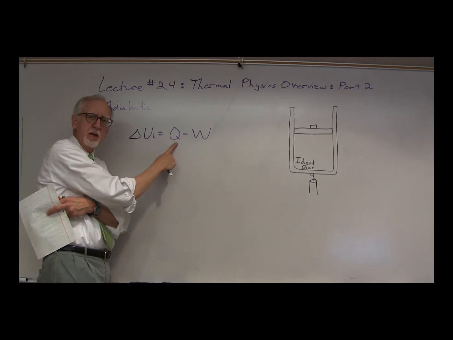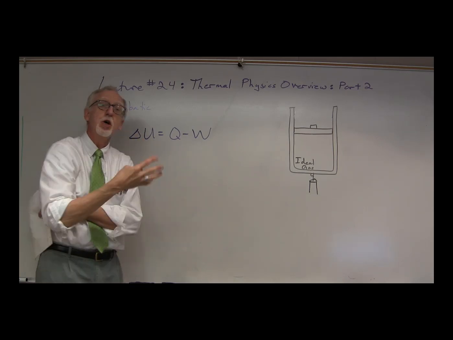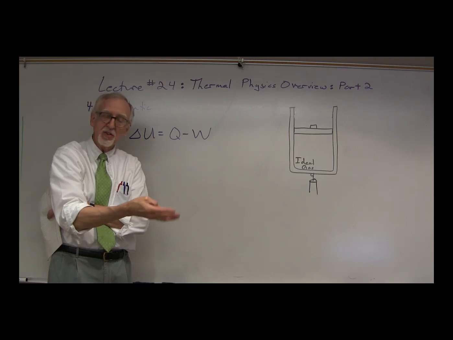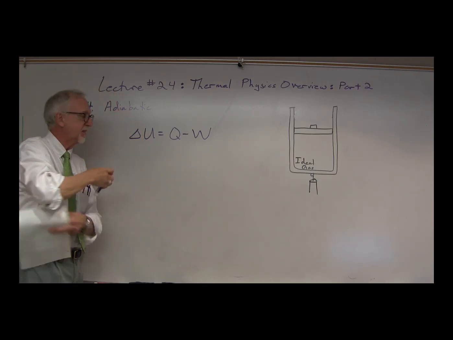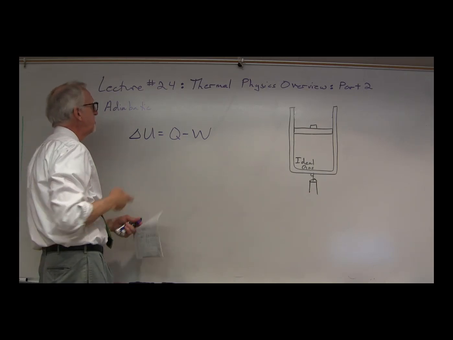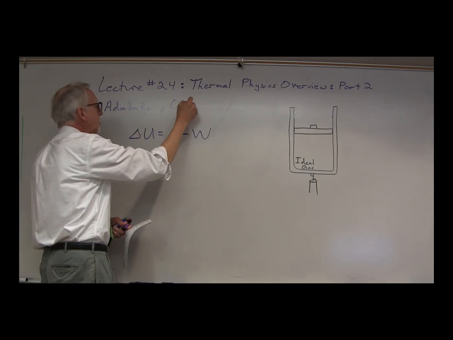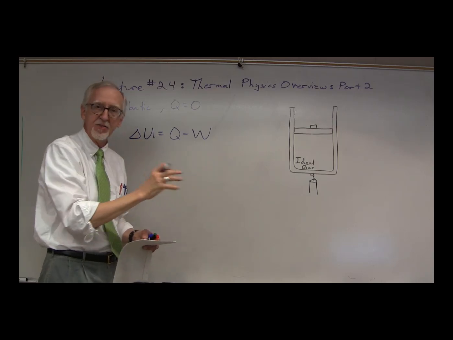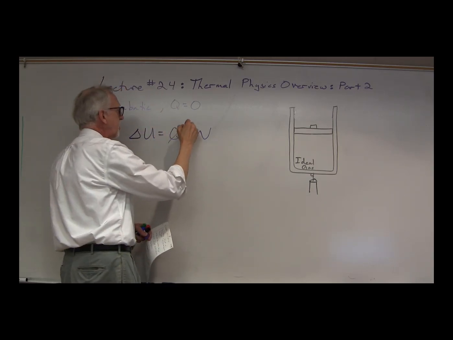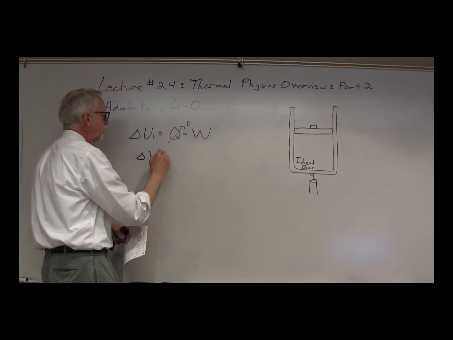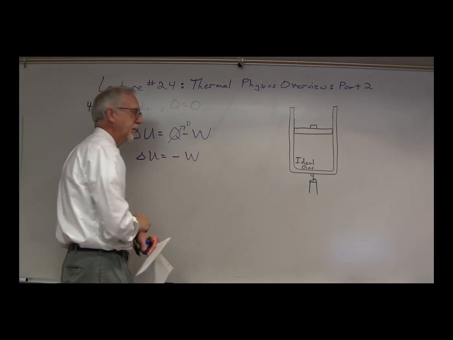What if Q equals 0? In other words, what if there's no heat added to the system nor taken from the system? Well, that's what the adiabatic process is. The adiabatic process means that Q is equal to 0. No heat is added to the system, nor taken from the system. So if this is 0, what do we have? We have delta U is equal to minus W.